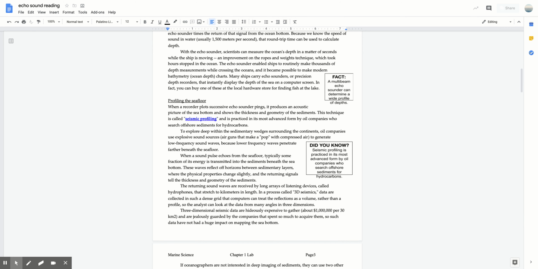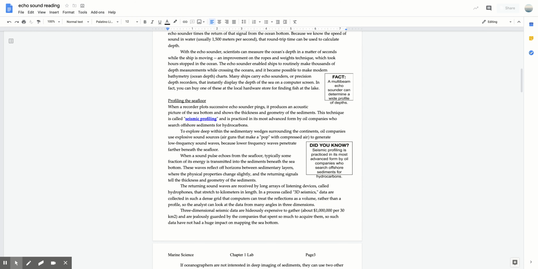Profiling the seafloor. When a recorder plots successive echo sounder pings, it produces an acoustic picture of the sea bottom and shows the thickness and geometry of the sediments. This technique is called seismic profiling and is practiced in its most advanced form by oil companies who search offshore sediments for hydrocarbons. Hydrocarbons are a type of oil. Right? All oil and gasoline and things like that are hydrocarbons.